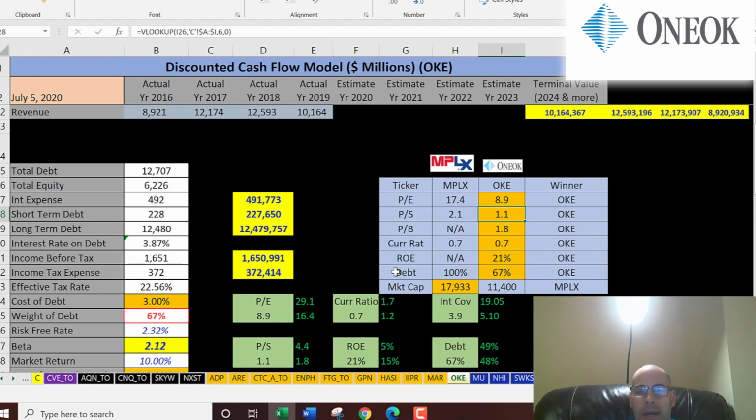So they have no equity in their capital structure. Since ROE is income over equity and equity is 0 for this company, you can't have 0 in the denominator of a fraction.